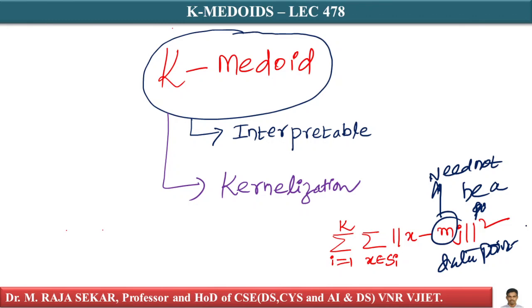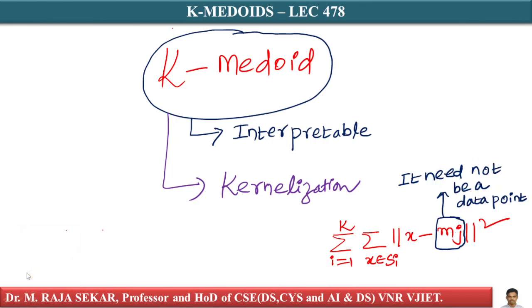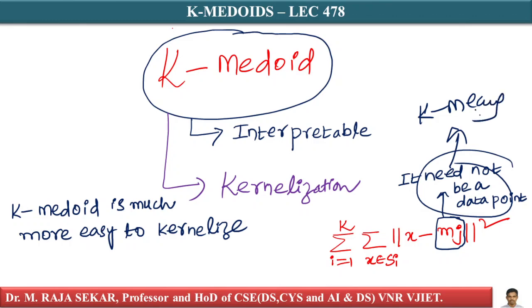Of course, there are ways to kernelize k-means. I am not saying it is not possible, but K-medoid is much easier to kernelize, because the mj need not be a data point in the context of k-means. K-medoid is much easier to kernelize because as long as I have a kernel matrix, it becomes trivial. That's a huge advantage that K-medoid provides in addition to the interpretability.